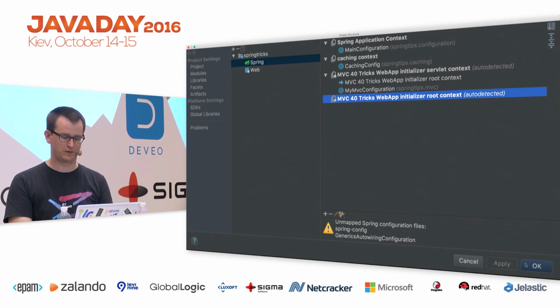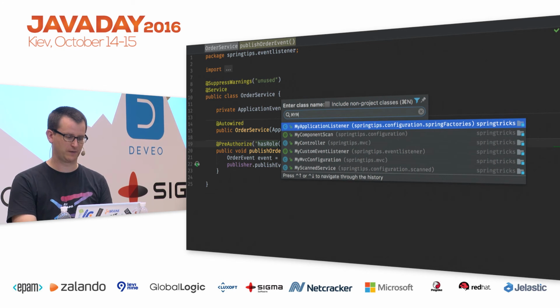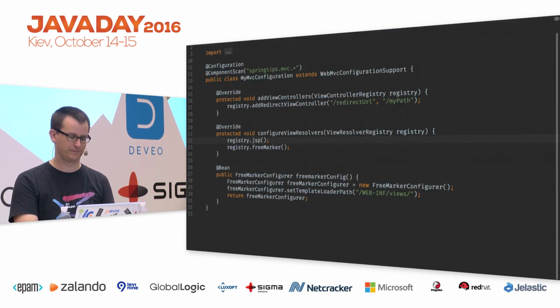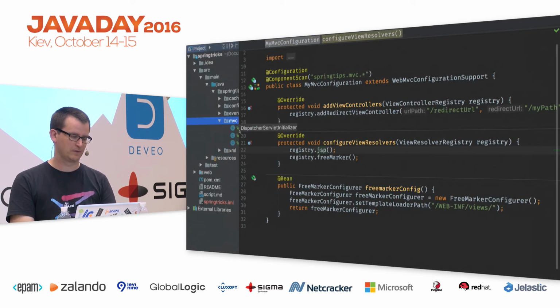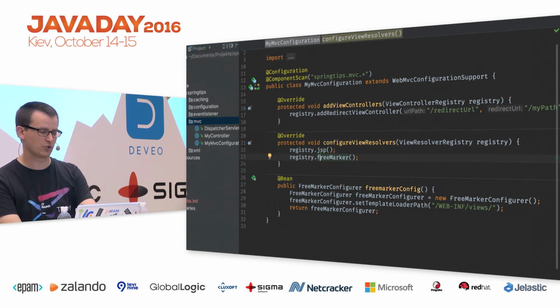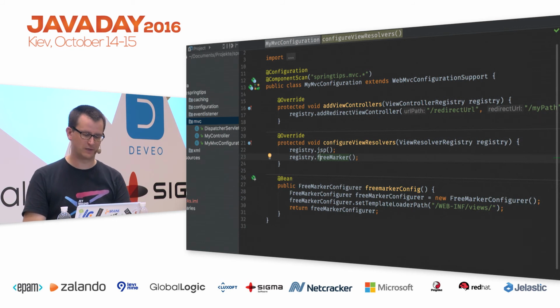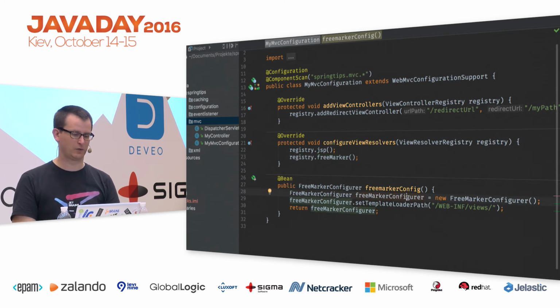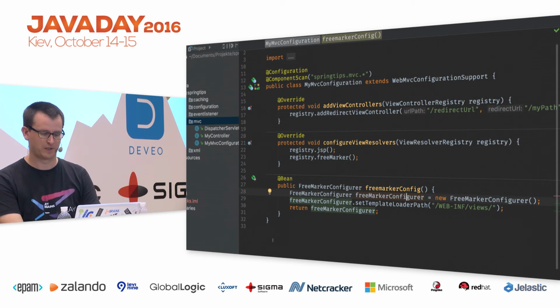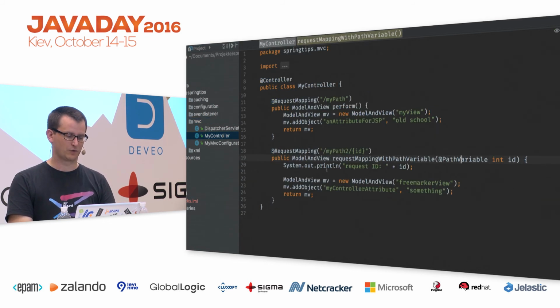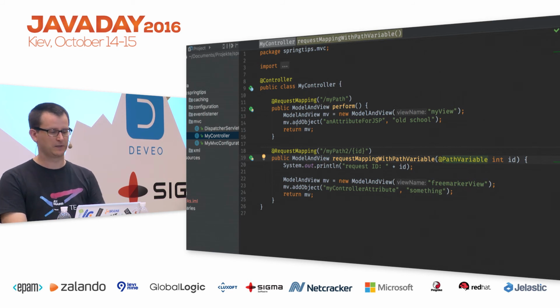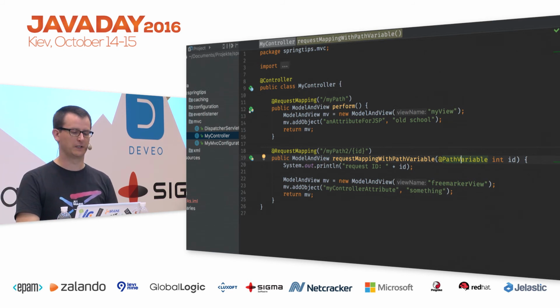So when we go to the Spring MVC configuration class here, we can see that we have some stuff set up for resolving against JSP and also for FreeMarker. We have FreeMarker configuration and so on, and all the gutter icons are already working because the setup was done automatically by IntelliJ. So when we actually open a controller, for example, you will notice that the request mappings here also have some gutter icons.